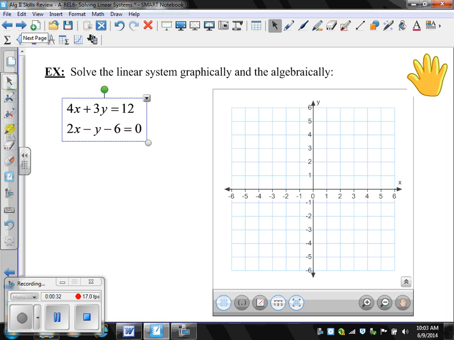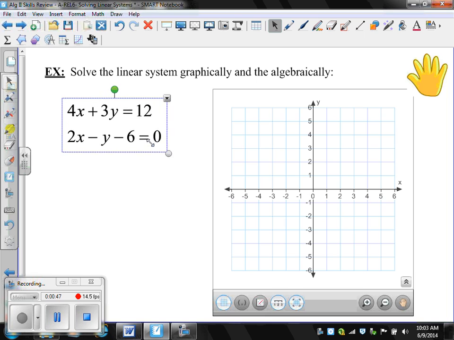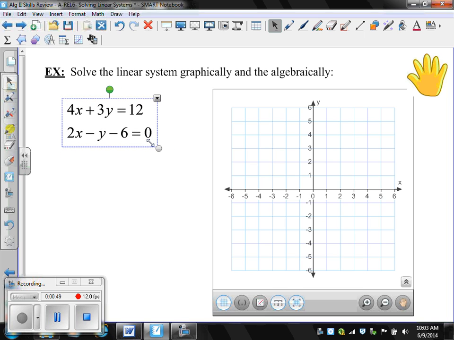Okay, so we're actually just going to look at one linear system, and I'm going to solve this graphically and then exactly. As it turns out, the graphical solution is also going to be exact, but that's just a nice coincidence there. Okay, so I need to solve this linear system here, right? 4x plus 3y equals 12, and 2x minus y minus 6 equals 0. And I'm going to graph this.